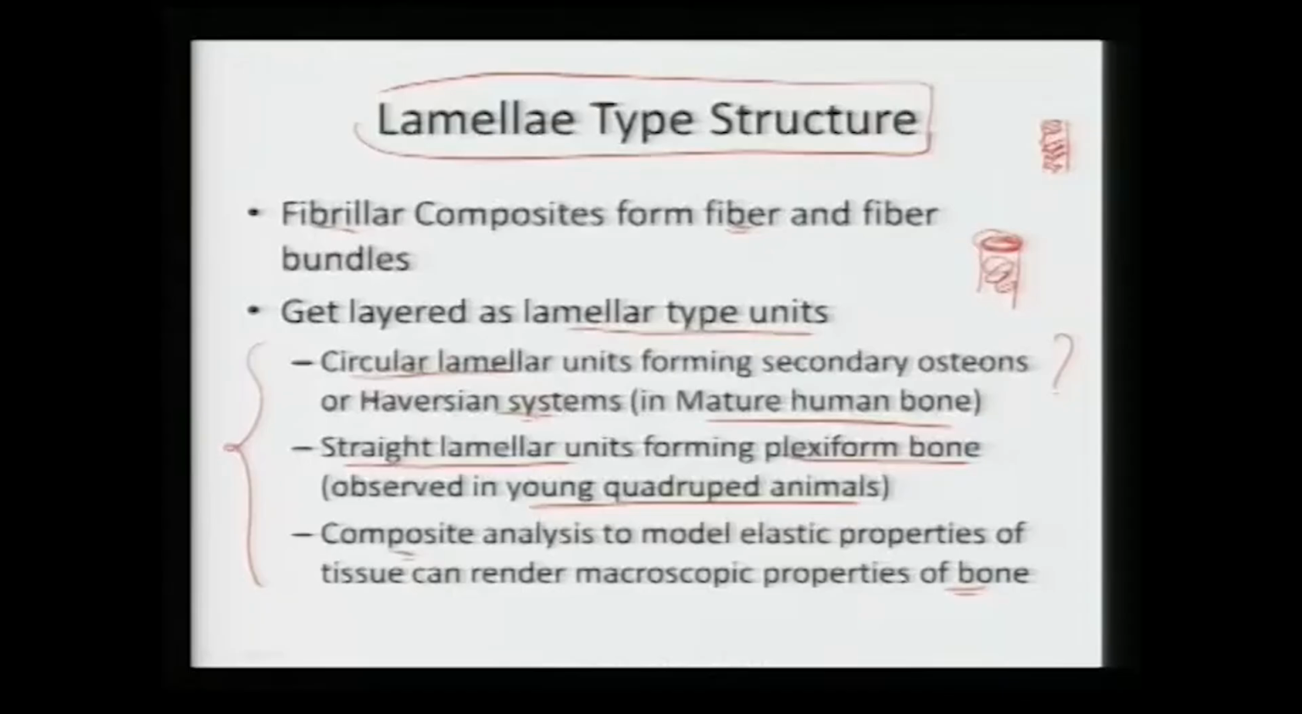So we have a Haversian type of system, a lamellar system, and that is formed from the construct of fibrillar composites, which were earlier fibers. So these fibers go into forming lamellae, and these lamellae go into forming Haversian systems or osteons. So now we can see there are 4 levels of hierarchy present in this particular construct of bone.